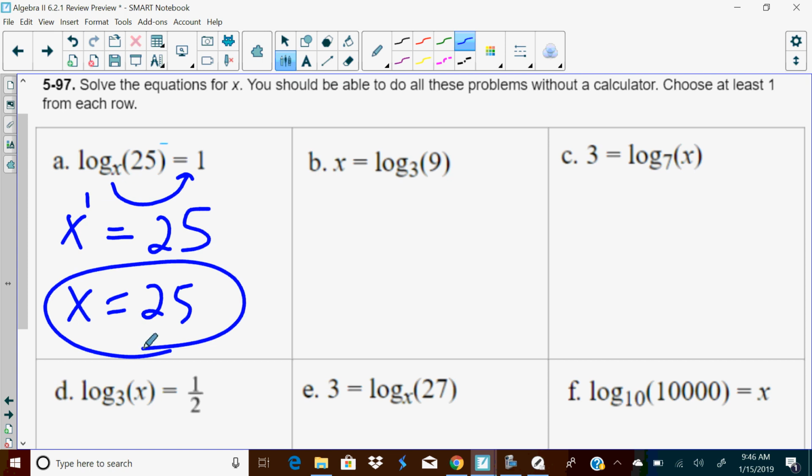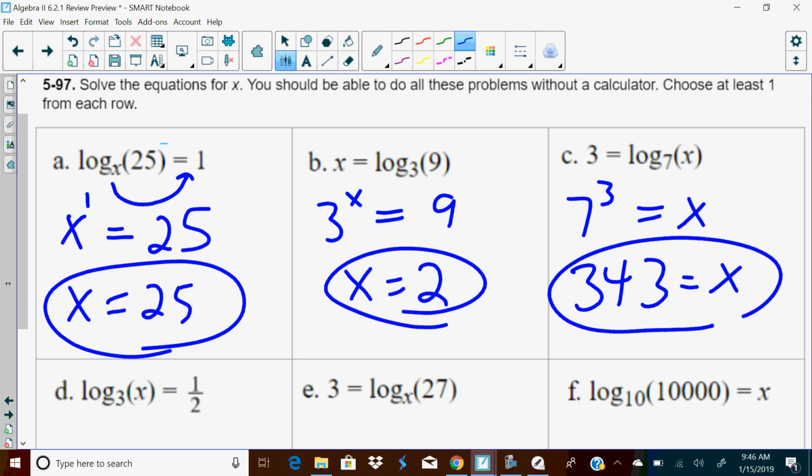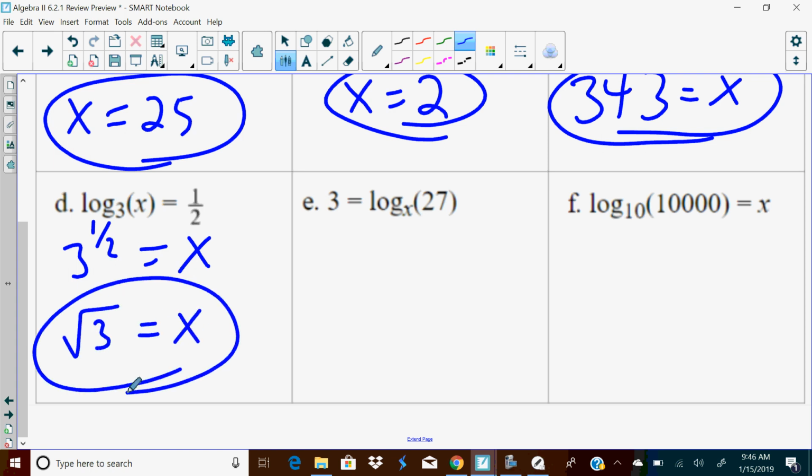For B, it's 3 to the x equals 9. So x must be 2, because 3 squared is 9. For C, 7 to the third power equals x. 7 to the third power is 343. For D, it's 3 to the 1/2 equals x. Raising something to a fractional power is a square root. So I'm doing the square root of 3 equals x, and I'll just leave it like that.